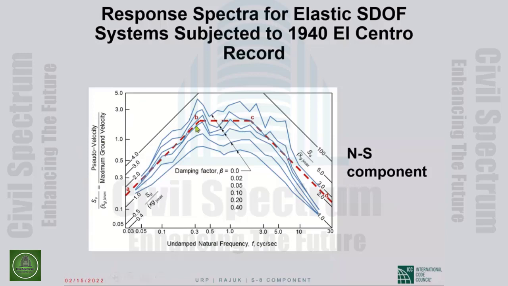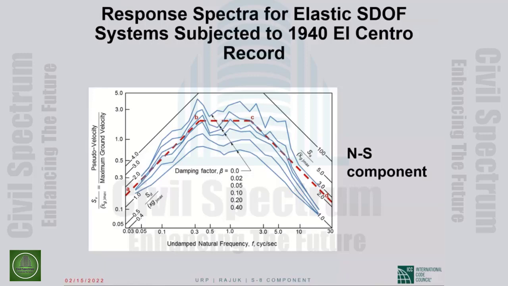The different curves are for 2% of critical damping, 5%, 10%, no, the top one is 0, then 2%, then 5%, then 10%, then 20%, and 40% of critical damping, which is totally unrealistic in a structure. We are typically in the 2 to 10% range. The higher the damping, the lower the spectrum.